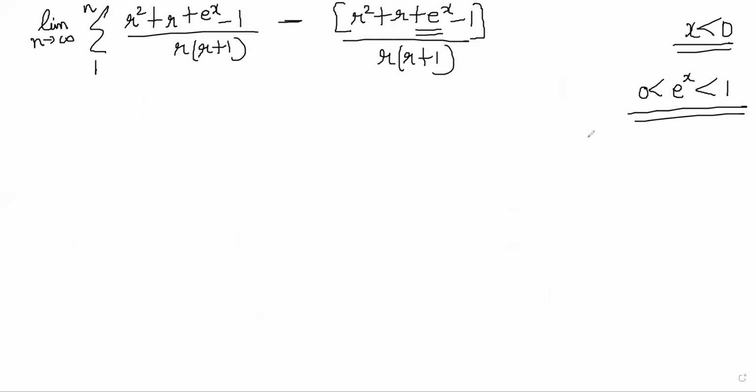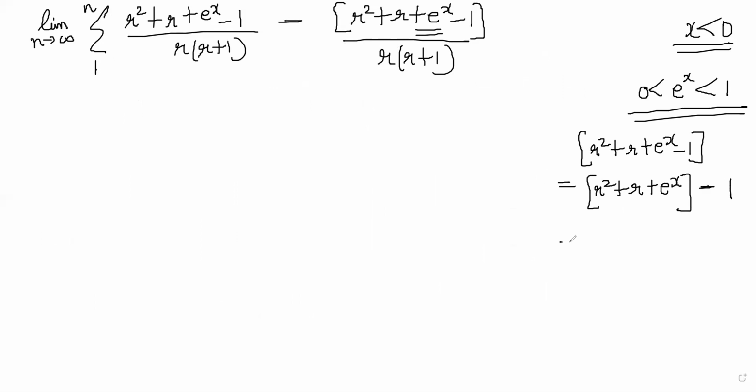So as we simplify, what we can say is GIF of r square plus r plus e power x minus 1 is equal to r square plus r plus GIF of e power x minus 1, and now this GIF will actually just be r square plus r, and this is a minus 1 from here. Why? Because you have some integer here and you are adding something which is between 0 and 1. So the GIF of that will be the integer part only. It is not going to reach the next integer, but it will be just this much.